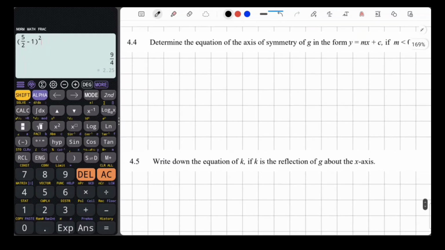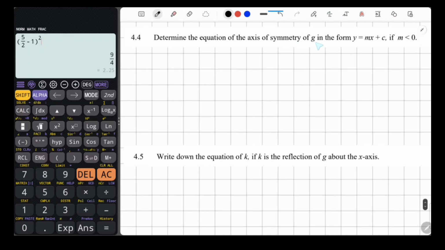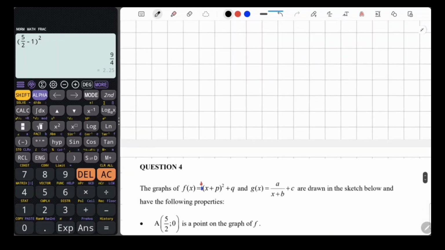They say, determine the equation of the axis of symmetry of g in the form of y is equal to mx plus c if m is smaller than 0. Okay, so they want the equation of the axis of symmetry. This is work that you would have had to study already. You need to know about your axis of symmetry, the points of intersection of a hyperbola. So let's go ahead and look at the graph of g, that hyperbola.